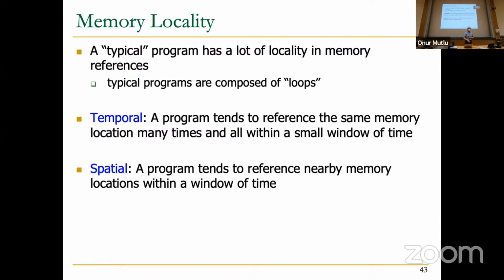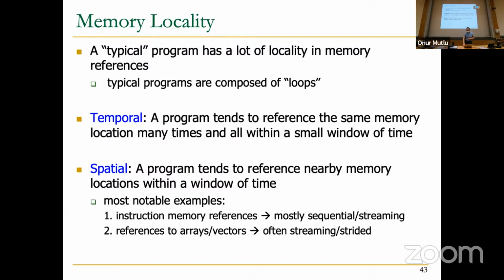Spatial means that a program tends to reference nearby memory locations within a memory region within a window of time. So we're talking about now space, memory space. You have some memory address and then a region around it, and you tend to reference around that region. And clearly there are reasons for it, and most notable examples are instruction versus data.